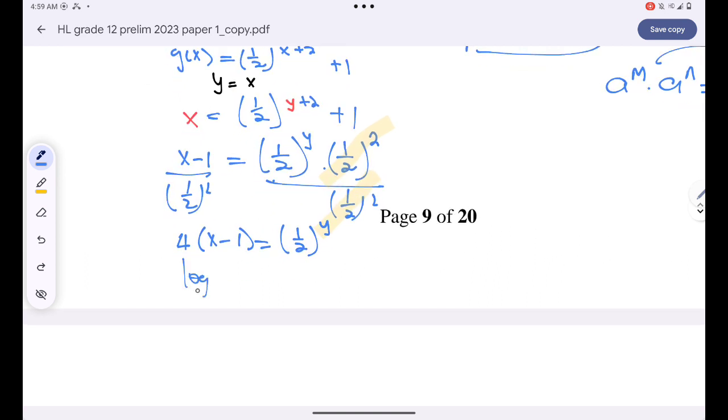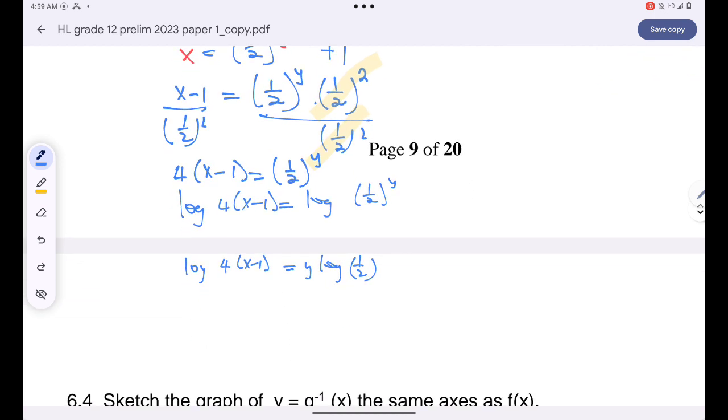So I'll have log of 4x minus 1 is equal to the log of 1 over 2 to the power y. And then this can be written as log of 4x minus 1 is just equal to y log of 1 over 2. And therefore, I can simply divide both sides by log 1 over 2. And the final answer will simply be the log of 4x minus 1 base 1 over 2.